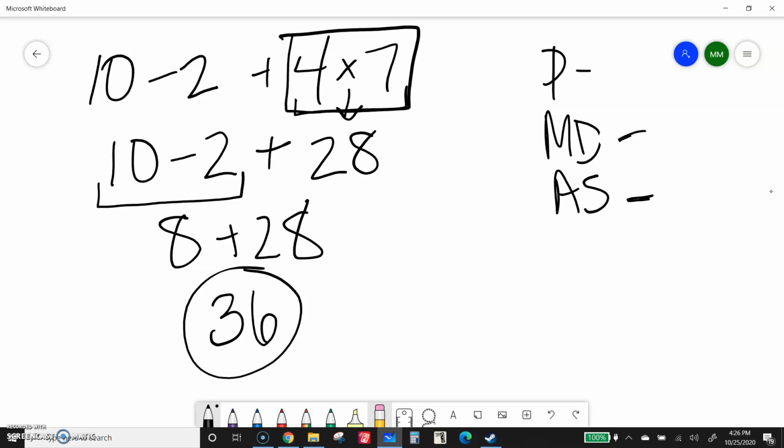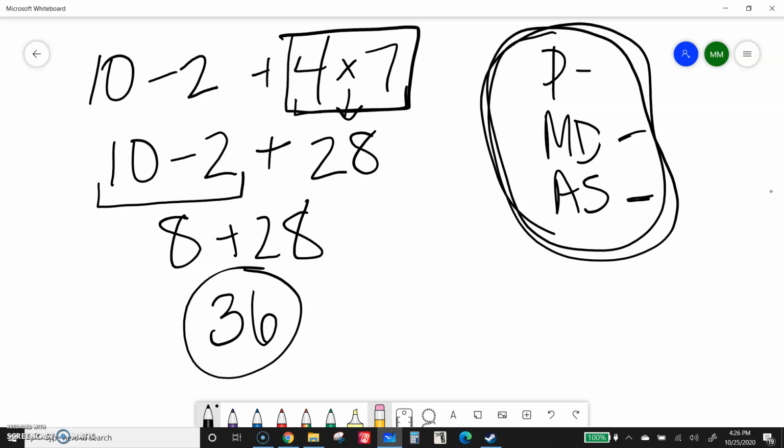If you were to try putting this into your calculator, it does not always work because your calculator might try to do 2 plus 4 or 10 minus 2, 8, and then add on 4 and then multiply by 7, which will give you a different answer. So make sure that you really are thinking about this order and doing it by hand in that order.